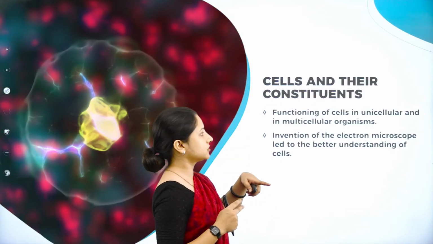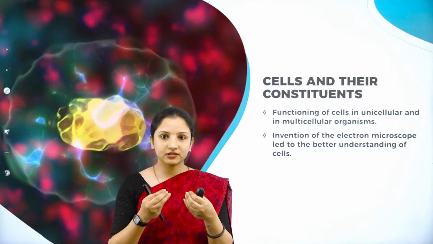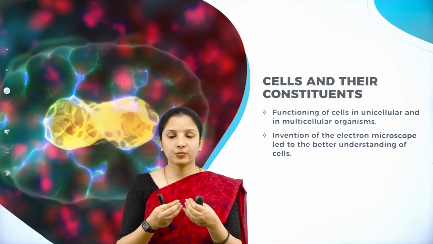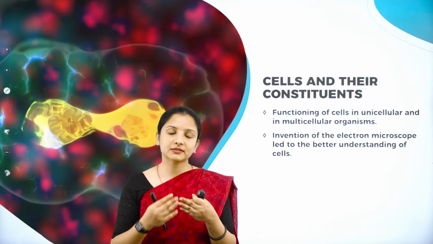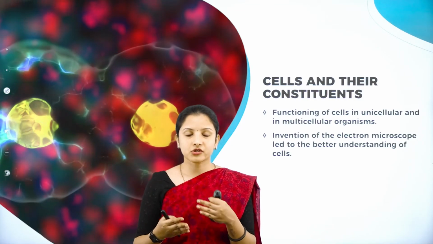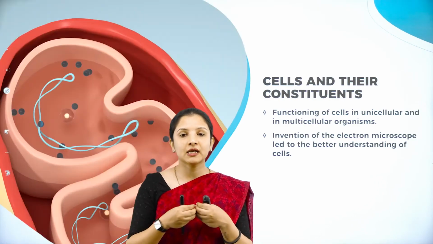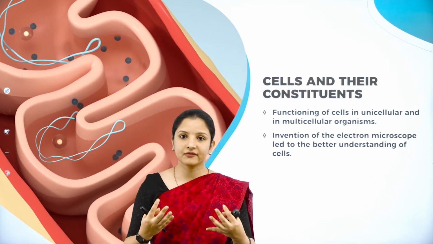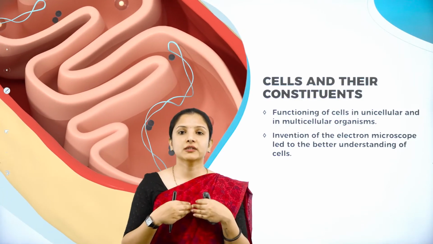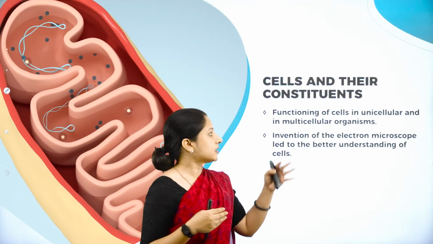Next, cells and their constituents. Cells are unicellular and microscopic. We cannot see them. Thanks to the invention of the electron microscope, we are able to study the different forms of cells, how they divide, at what time they divide, what the different stages of division are, all that we come to know.